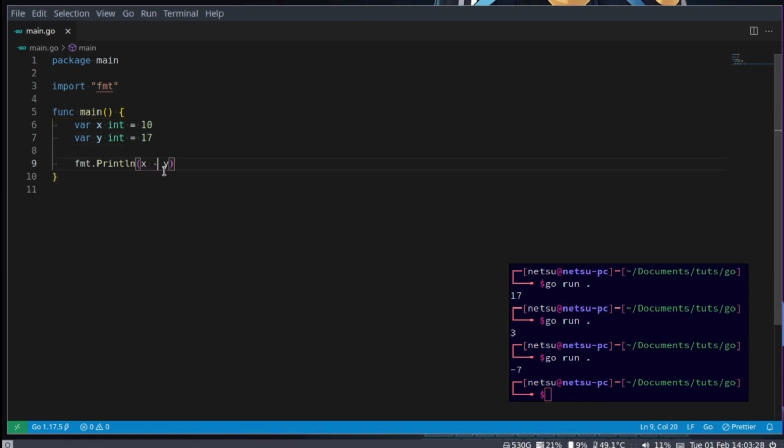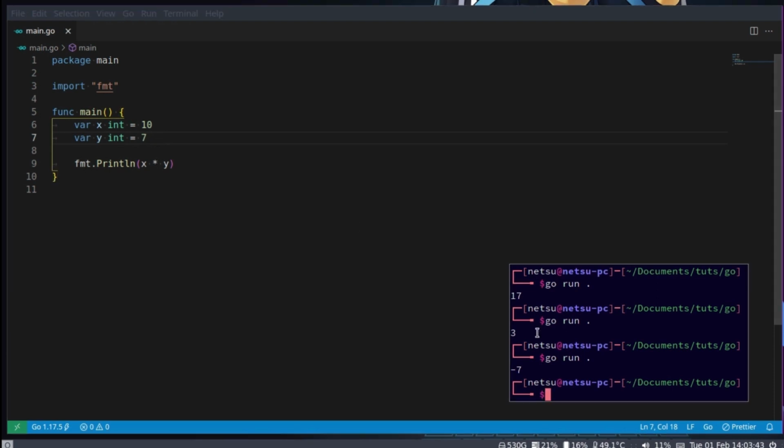Next up, you also have times, but take note, times is an asterisk, because we don't have an actual times symbol on most keyboards. So we use an asterisk, because that's usually on a keyboard. Now if we run this, we'll get 10 times 7, and that is 70.